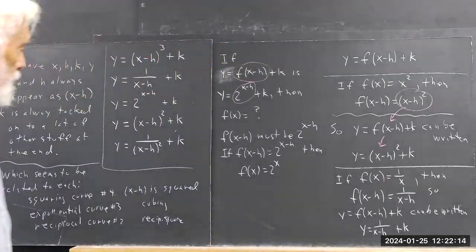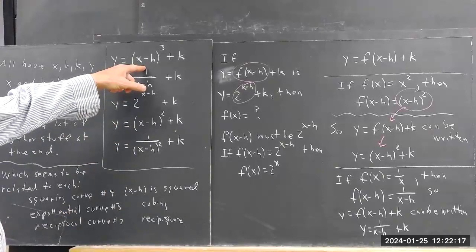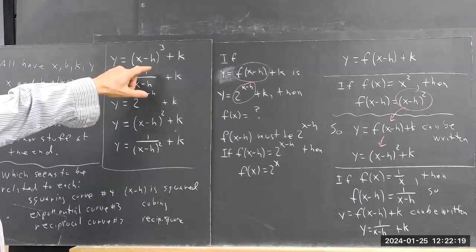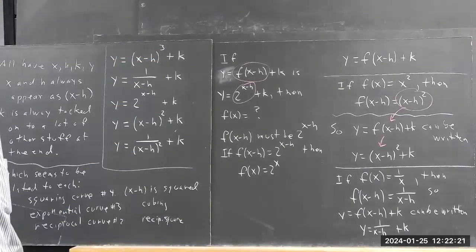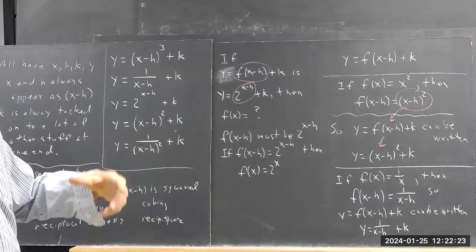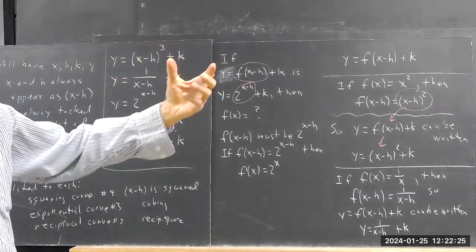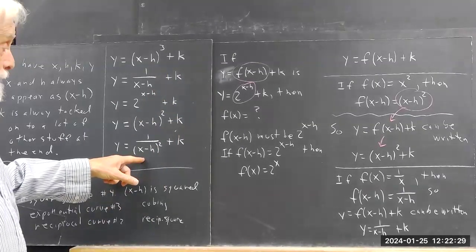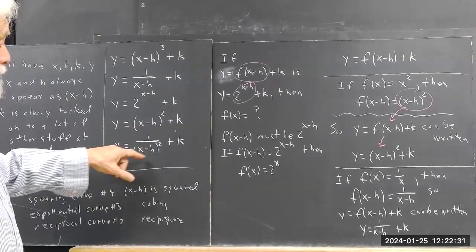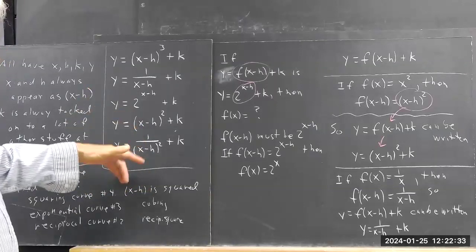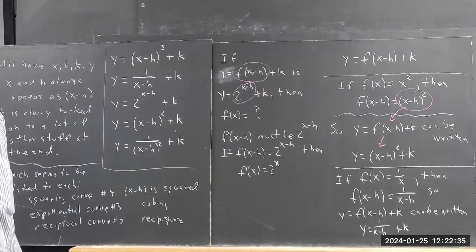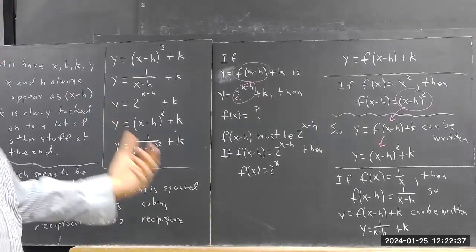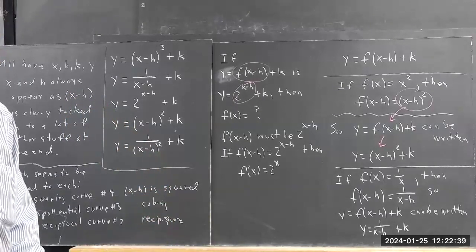So what is your f of x for this function? Well, x minus h is getting cubed, so it must be the cubing function, f of x equals x cubed. In this case, you're taking x minus h, you're taking its reciprocal, and you're squaring it. So f of x must be 1 over x squared.